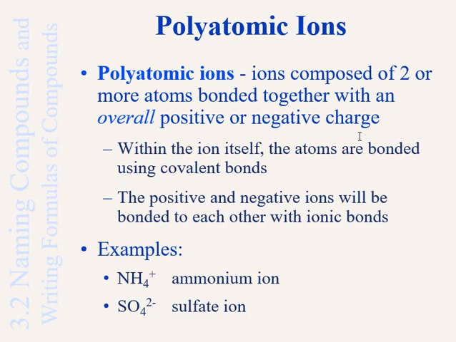Polyatomic ions. What are polyatomic ions? So polyatomic ions are ions composed of two or more atoms bonded together with an overall positive or negative charge. Within the polyatomic ion itself, you may have covalent bonds, something we will discuss soon in coming videos. But disregarding that, here are some of the formulas.